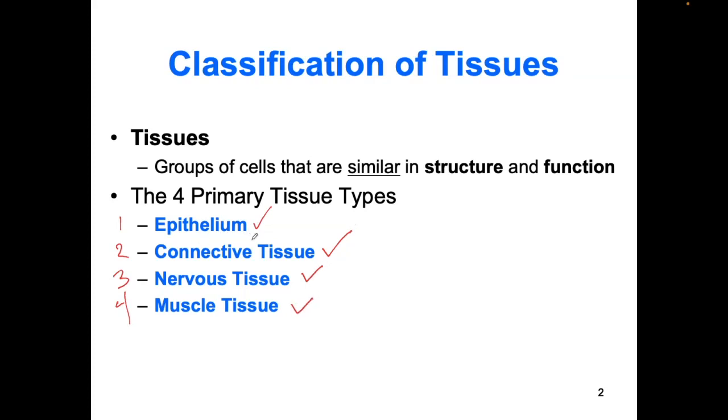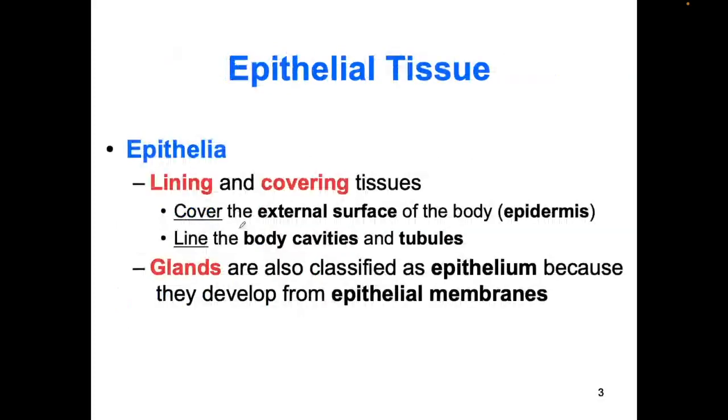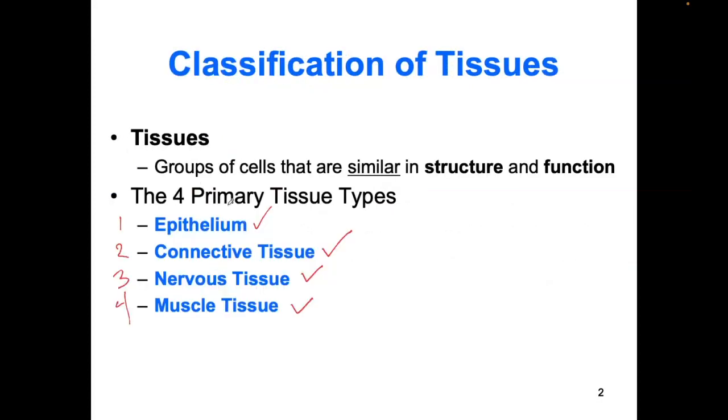Now, of the four types of tissues, neural and muscle are the easiest. Okay. It's epithelium and connective. Of the two, I feel epithelium is easier, connective tissue a little bit more challenging, only because there are more subcategories. There's lots of subcategories under these two. Okay. So we're going to start with epithelium.